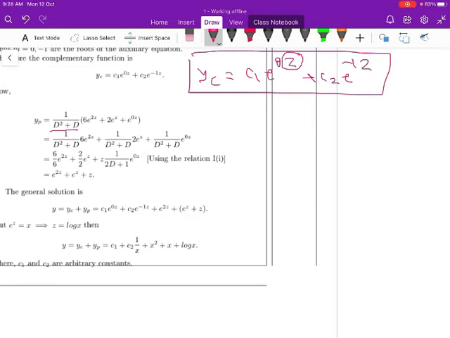Yp is equal to 1 by D square plus D into 6 into e power 2z plus 2 into e power z plus e power 0z. Let us split this into 1 by D square plus D into 6 into e power 2z, plus 1 by D square plus D into 2 into e power z, plus 1 by D square plus D into e power 0z. Now let us take the first case, yp1. yp1 is equal to 1 by D square plus D into 6 into e power 2z.